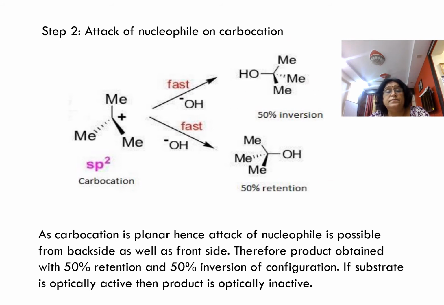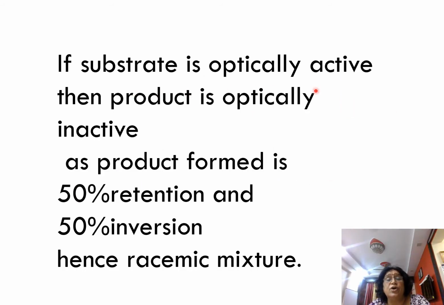Clear? So if the substrate is optically active, then the product is optically inactive. Why is the product optically inactive? Because the product formed has 50% retention configuration and 50% inversion configuration. That means 50% of the product is dextrorotatory and 50% is levorotatory. Because of external compensation, the rotations get cancelled, and hence it is called a racemic mixture.